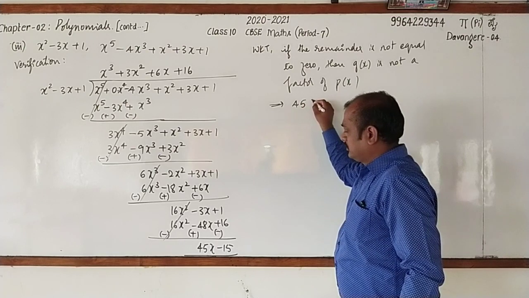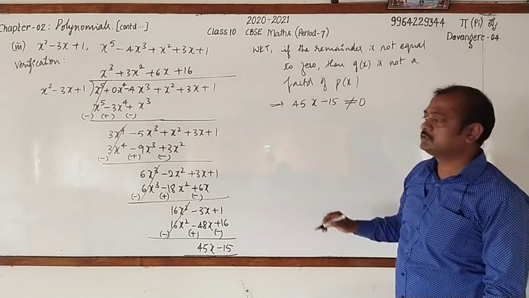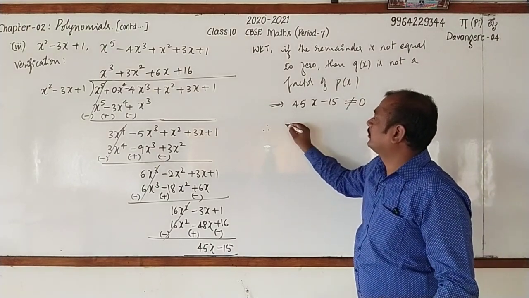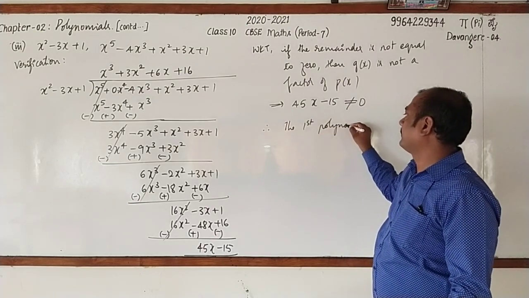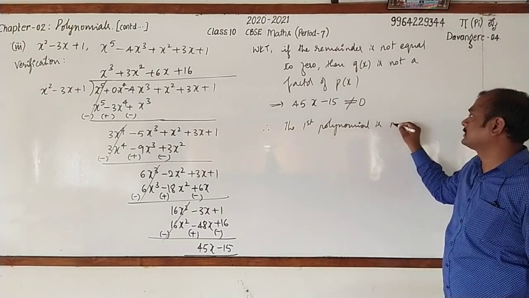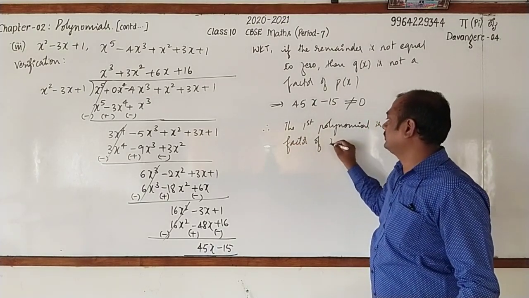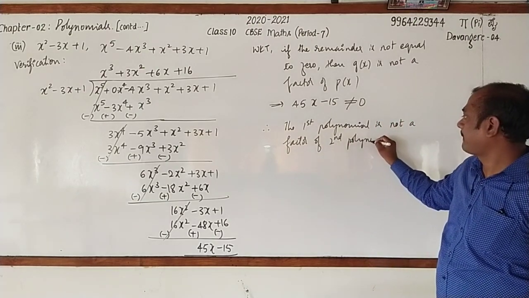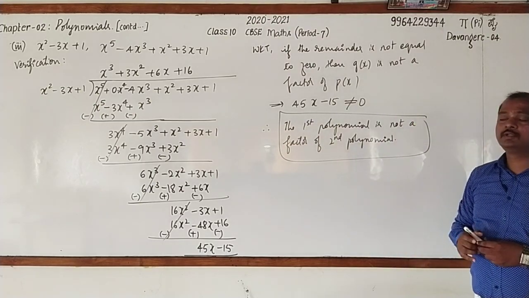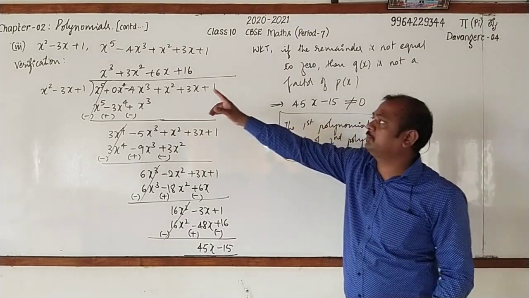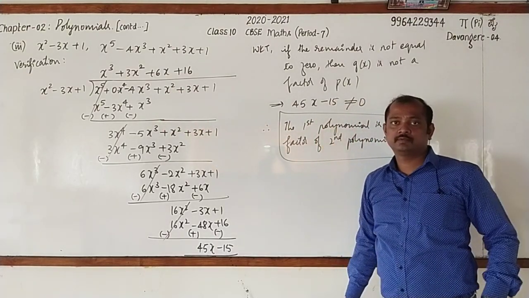Now we can write 45x minus 15, which is the remainder, is not equal to 0. Therefore, the first polynomial is not a factor of second polynomial. Hope that you have understood. Yeah, please go for copying from there to here. After this, we will move on to the next way.